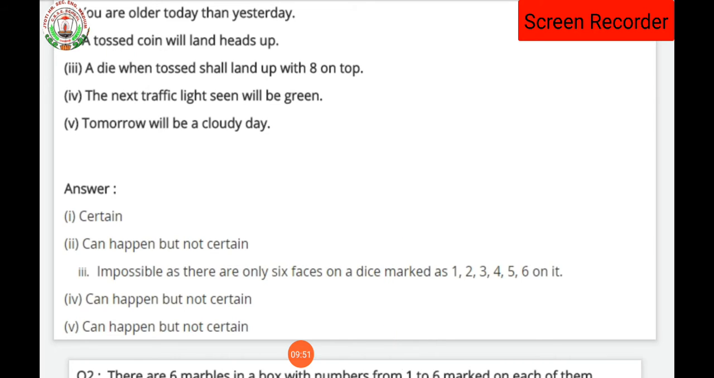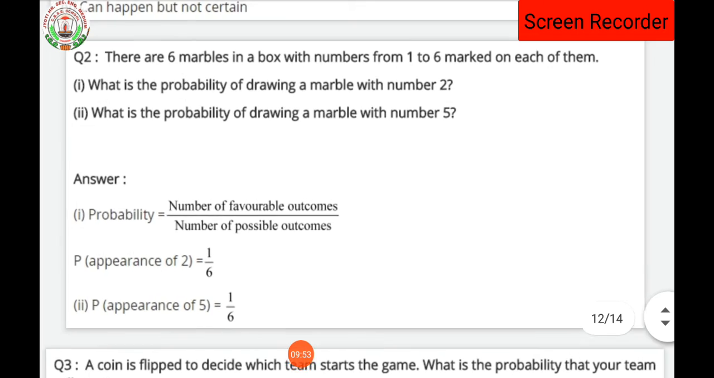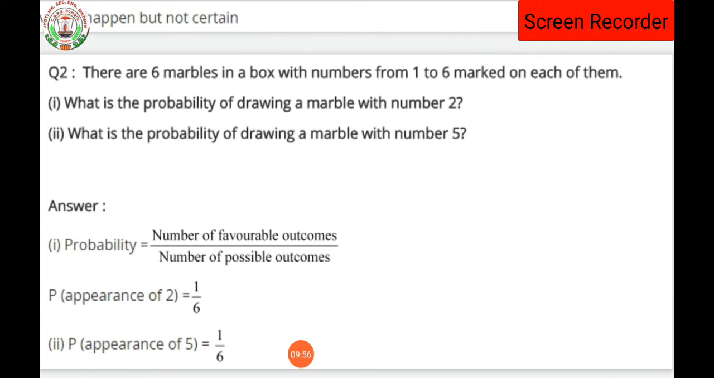Clear? There are 6 marbles. Next question.